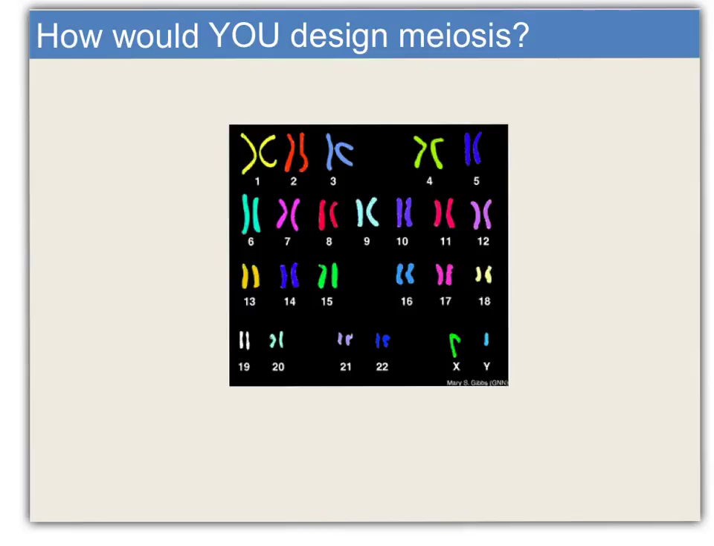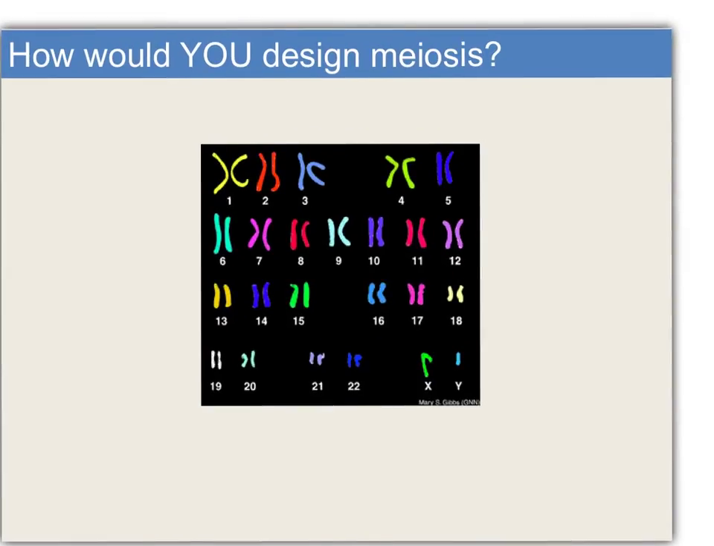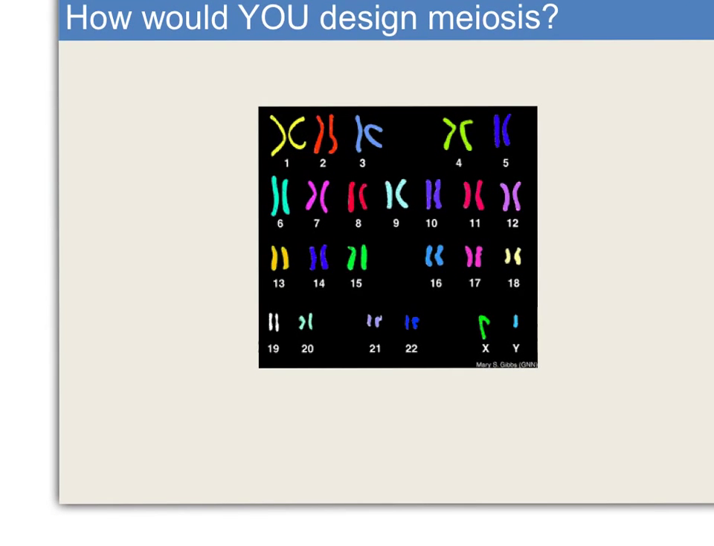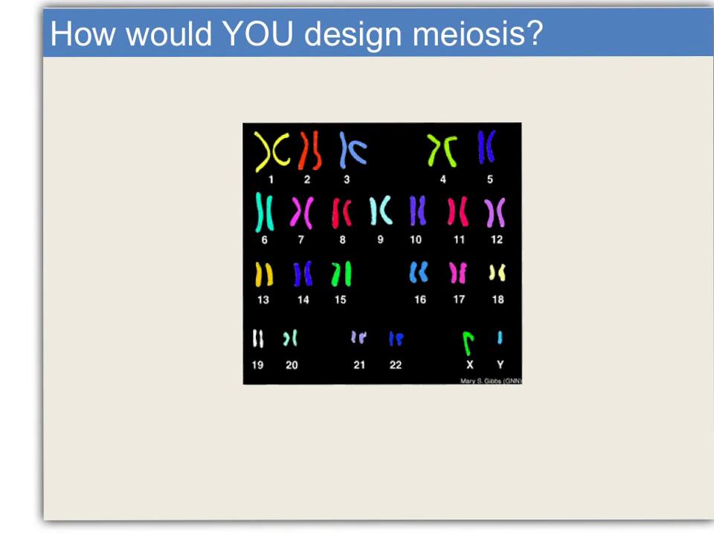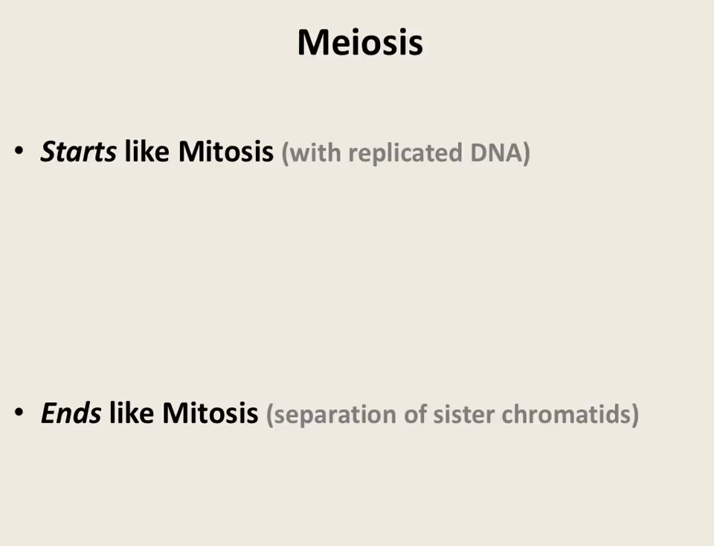How would you design meiosis? Well, you would probably break up each of these chromosomes and make copies of them. Okay. Here we go. Starts like mitosis. Ends like mitosis. So with replicated DNA and separation of sister chromatids.